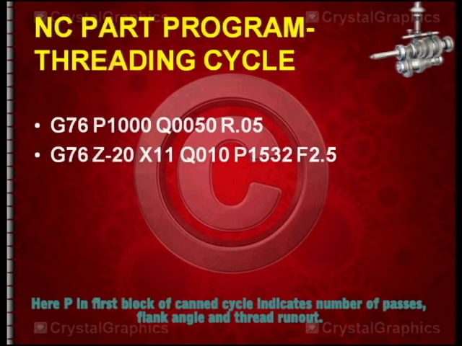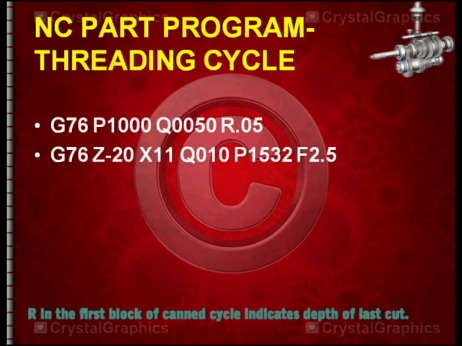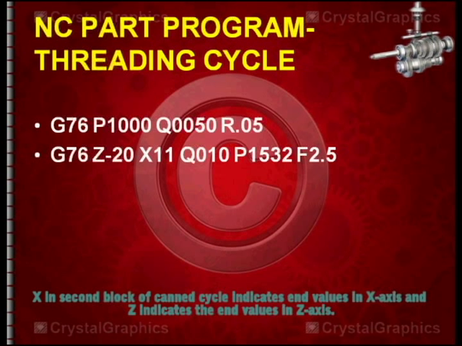Here, P in the first block of the canned cycle indicates the number of passes, flank angle and thread runout. Q in the first block indicates the depth of normal cut. R in the first block indicates the depth of last cut. X in the second block of the canned cycle indicates the end value in the X-axis. Z indicates the end value in the Z-axis.